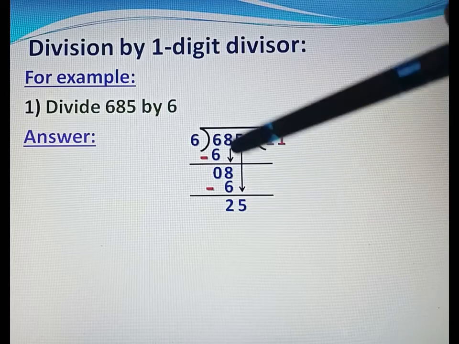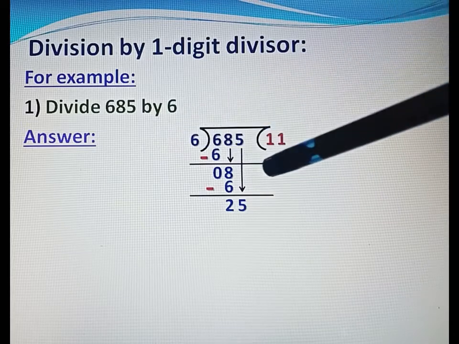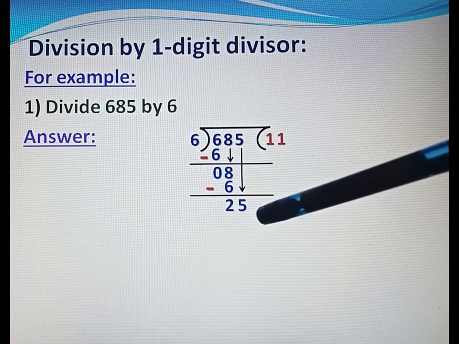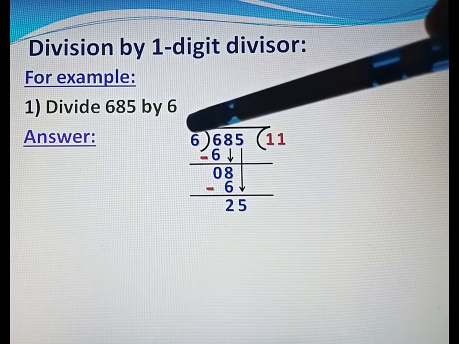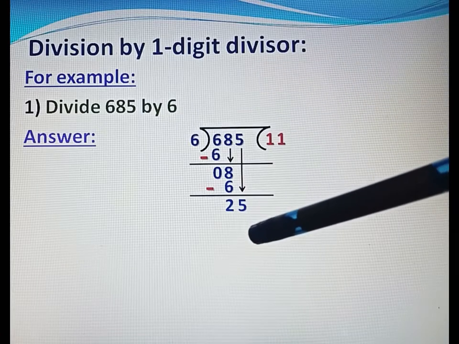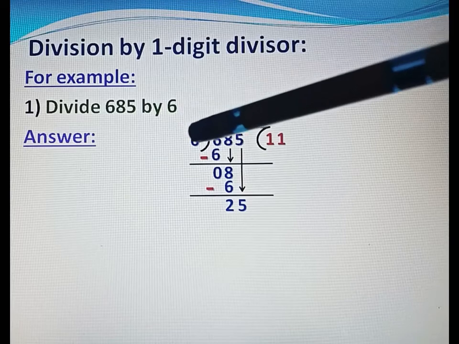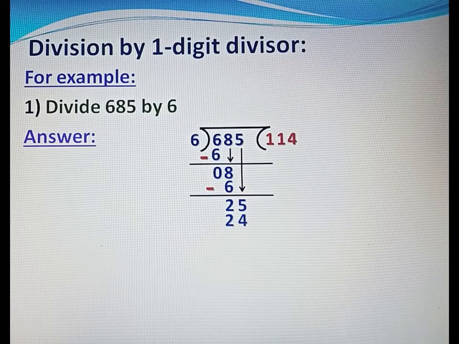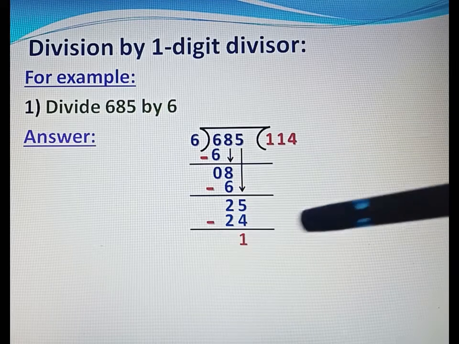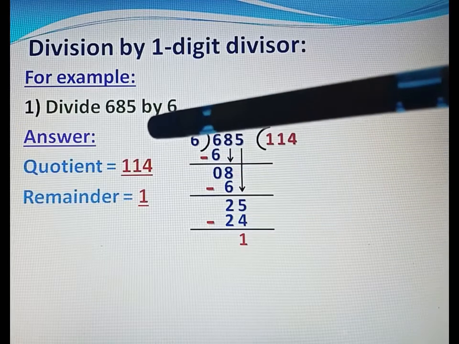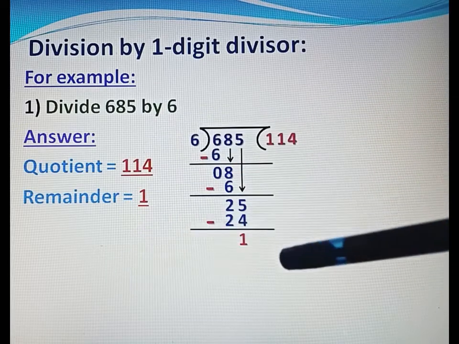Now again we will multiply this 6 so that it is equal to 25 or less than 25. It should not be greater than 25. Multiply 6 4 ja 24 and 6 5 ja 30. 30 is greater than 25, so we can't write. We will multiply this 6 by 4. 6 4 ja 24. And then we will do subtraction. This 5 minus 4, 1, and 2 minus 2, 0. Hence quotient equal 114 and remainder equal 1.